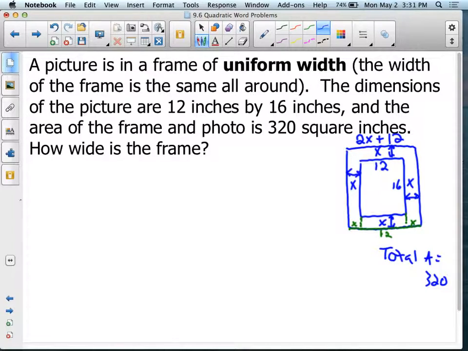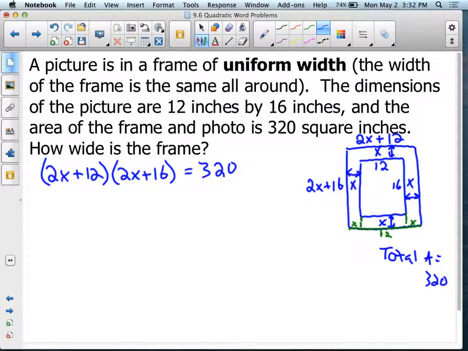You might be figuring out then that the length is going to be 2x plus 16. Same idea. You got the length of the picture and then the two widths on either side, the two pieces of the frame. So check it out now. We got a length, we got a width. Let's multiply them and get an area. So 2x plus 12 times 2x plus 16, and that equals 320. Oh boy, big equation. Well, can we multiply it out? I'm sure we can. Let's go do that.